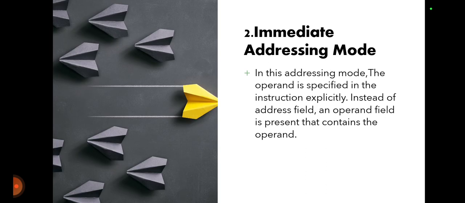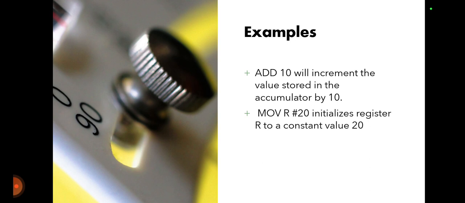Second one, immediate addressing mode. In this type of addressing mode, the operand is specified in the instruction explicitly. Example, add 10 will increment the value stored in the accumulator by 10. Just like that, move R #20 initializes register R to a constant value 20.